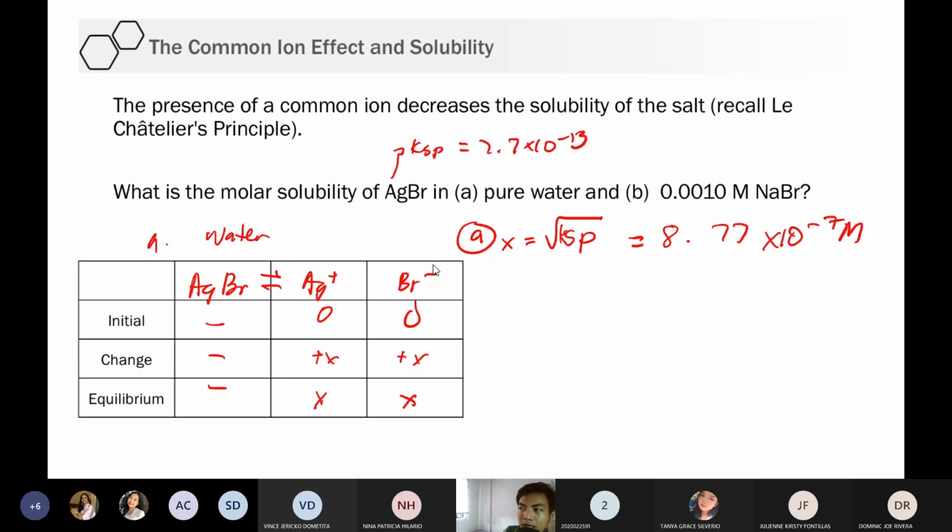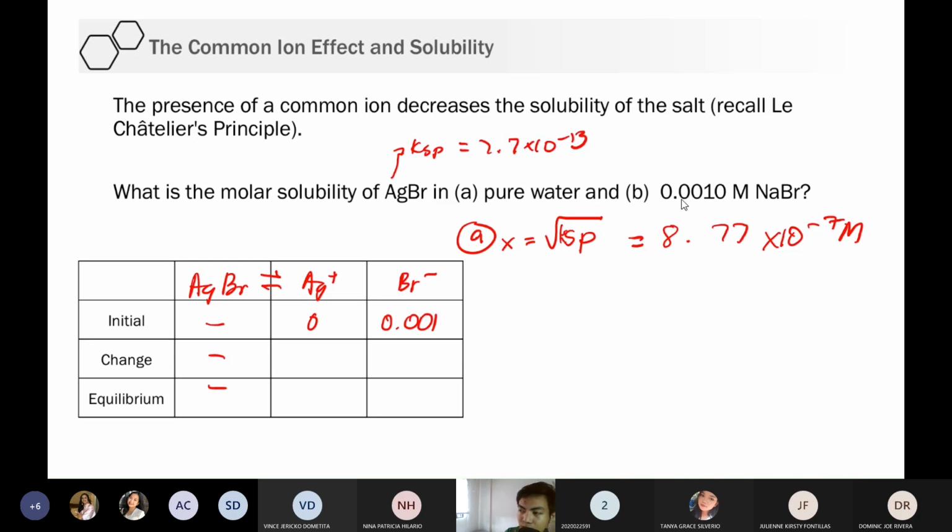Okay. So pakita natin using calculation na mas bababa talaga siya dito. Okay. So let's try naman letter B. So for letter B, we have common ions, sodium bromide in our case. So yung silver, wala tayo niyan. Pero yung bromide ion, ano na yung meron tayo? Initially, meron na tayong 0.001 molar niya. Meron na tayong amounts ng NaBr. Okay? Ibig sabihin, madadagdagan pa yan.